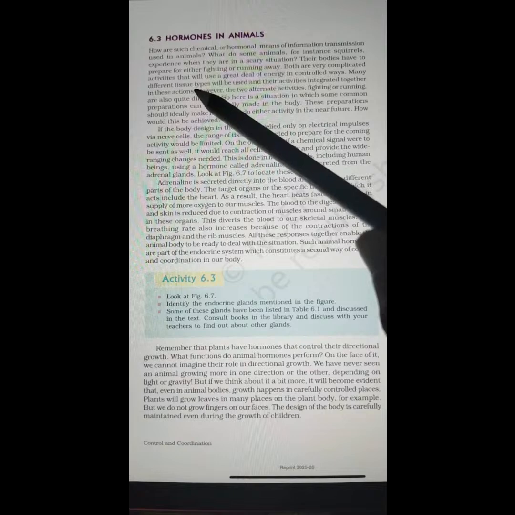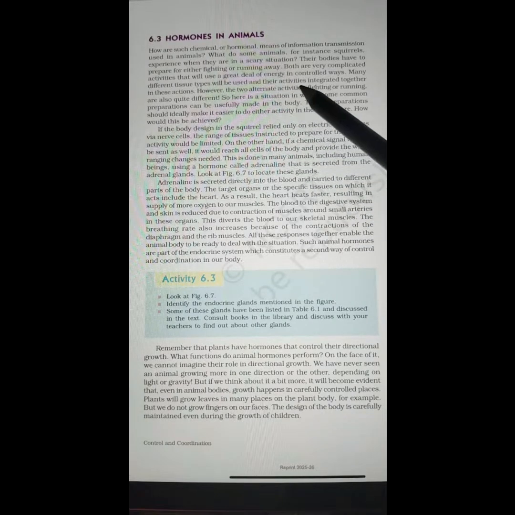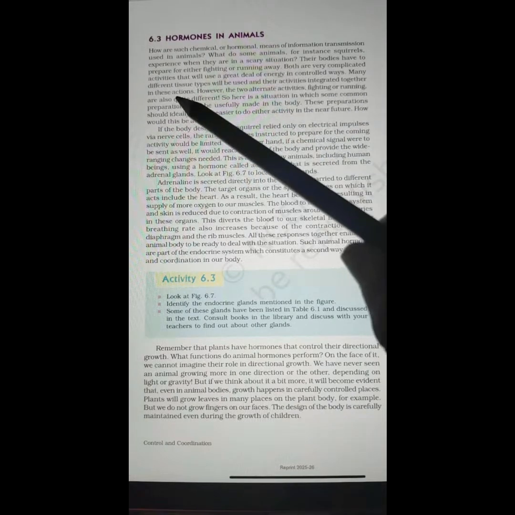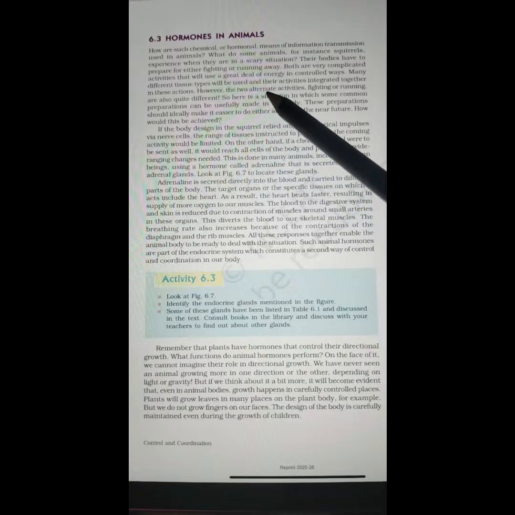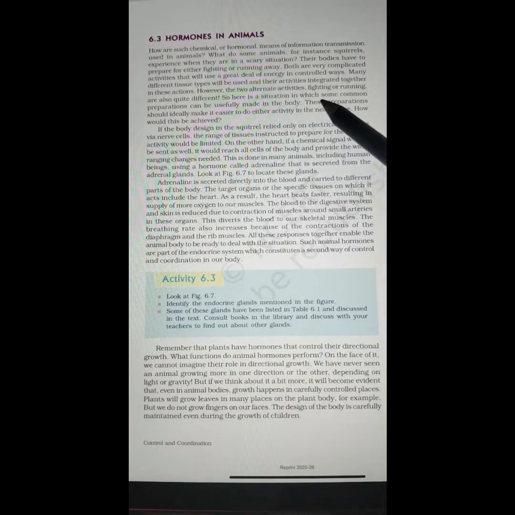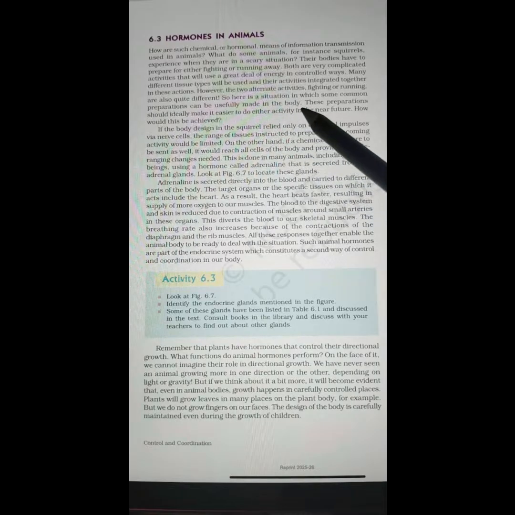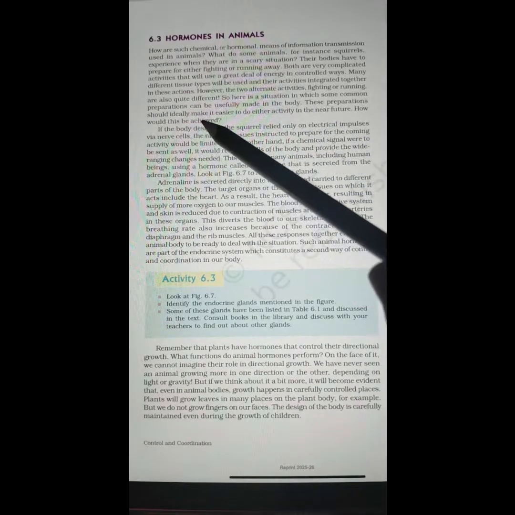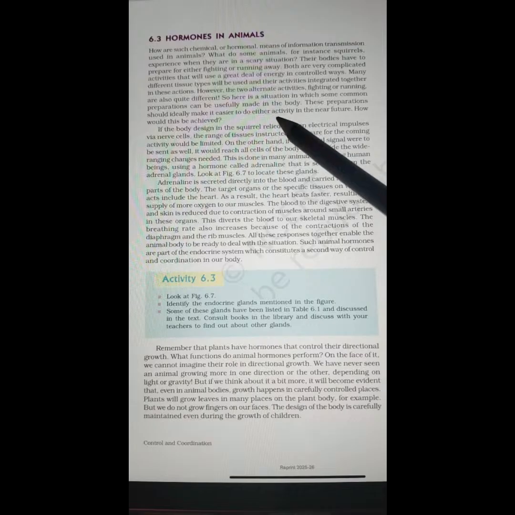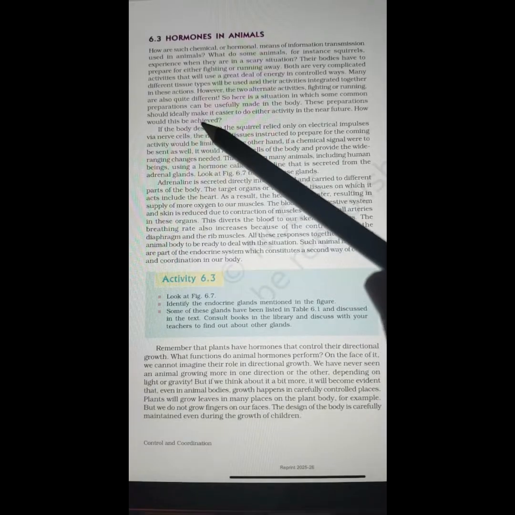Both are very complicated activities that will use a great deal of energy in controlled ways. Many different tissue types will be used and other activities integrated together in these actions. However, the two alternate activities like fighting or running are quite different. So here is a situation in which some common preparations can be usefully made in the body. These preparations should ideally make it easier to do either activity in the near future. How would this be achieved?